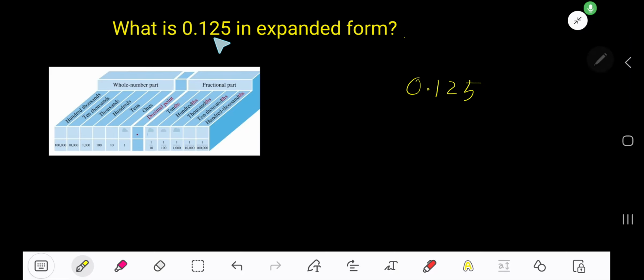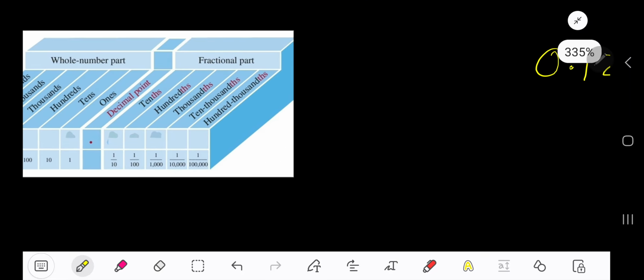What is 0.125 in expanded form? Okay, let me give you some basic points. Before the decimal, we say ones column, tens column, hundreds column. But after the decimal, there is no ones column; we have the tenths column, then hundredths column, then thousandths column, ten-thousandths column.